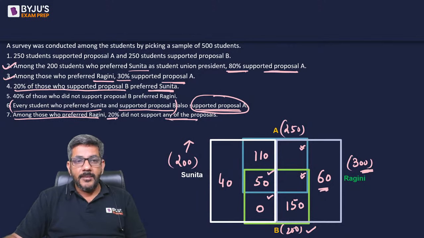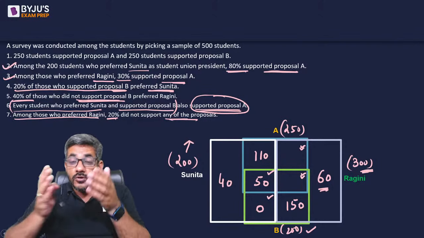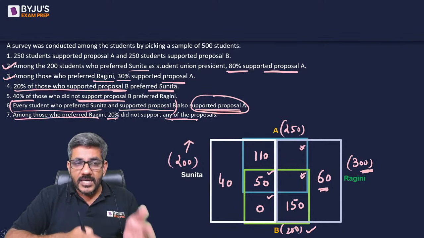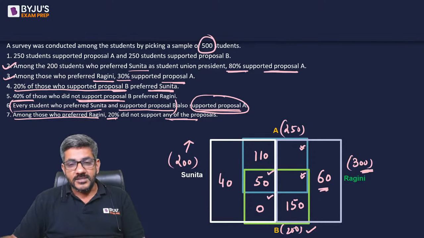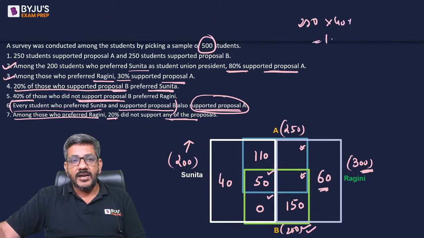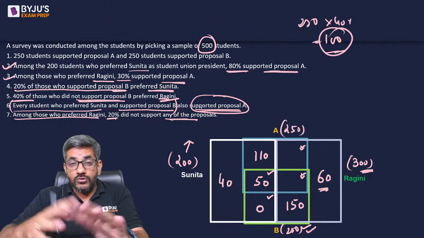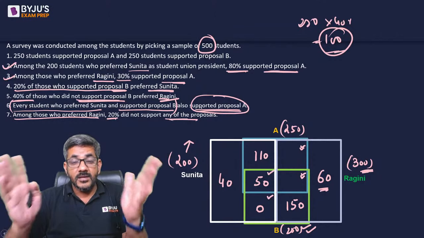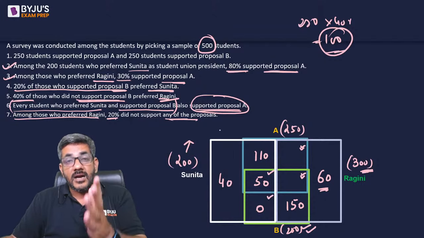Let's move on. 20% of those who supported proposal B preferred Sunita. We have already used it. 40% of those who did not support proposal B. Can you tell me how many did not support proposal B? 250 supported B, so people who did not support B is also 250. There are 500 people, 250 supported B, so 250 did not support B. Out of those, 40%, that is 100 people, preferred Ragini. People who are outside B, that means outside the green box, 100 of them supported Ragini.